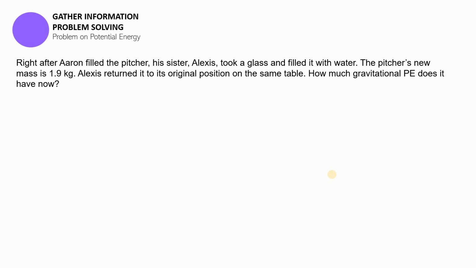So we are assuming that it's the same table. Okay, so original position. So yung table, kung meron man siyang higher parts or lower parts, it doesn't matter because it was returned on the same height. So it was also the same height that we used in the previous problem. Now that it's quite lighter, how much gravitational potential energy does it have now? So you can now start writing the givens to this problem and refer to the previous problem if you need to. Anyways, you're just gonna need the height dun sa previous problem. But I think you still remember it.